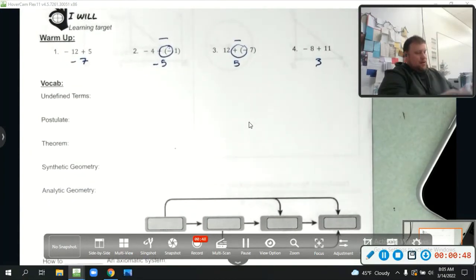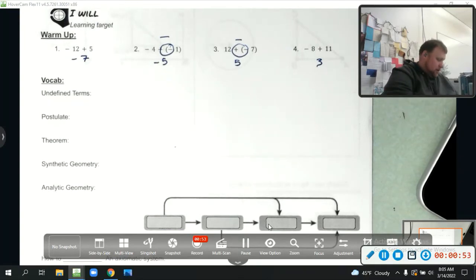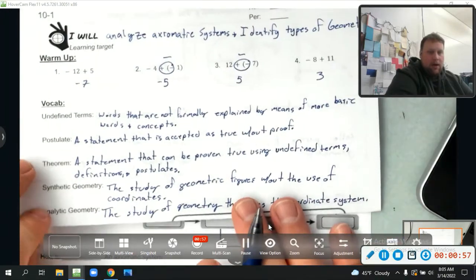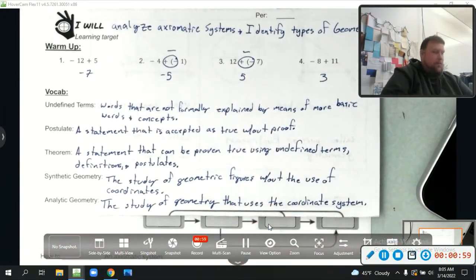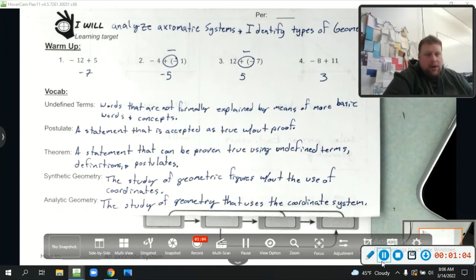Here are these terms. I'm going to actually flash them up for you. Let's go right here. Take a minute. Pause. All right, so make sure and write these down.